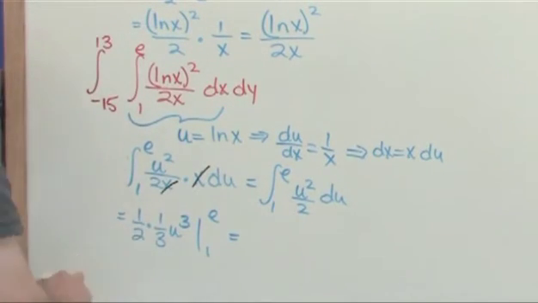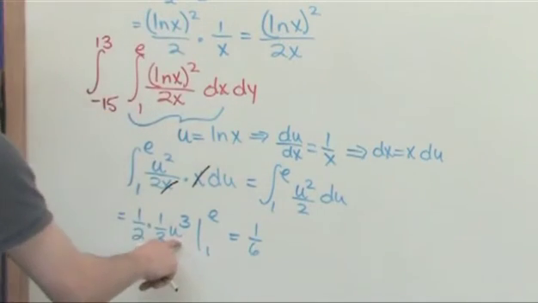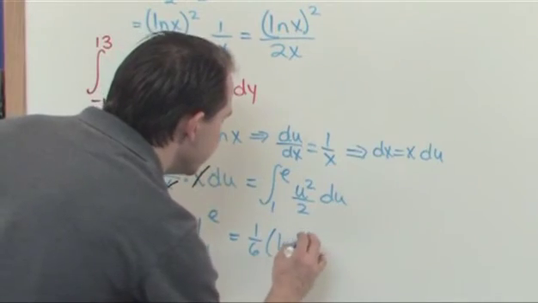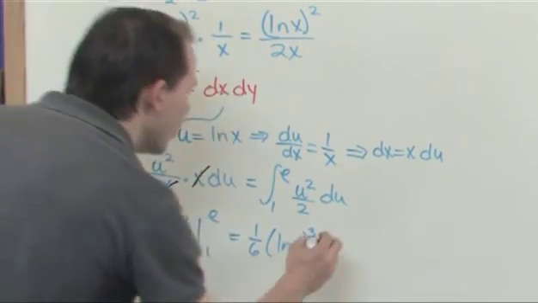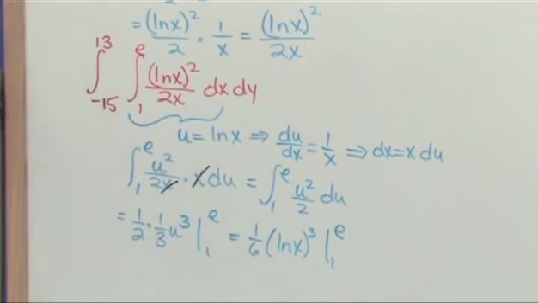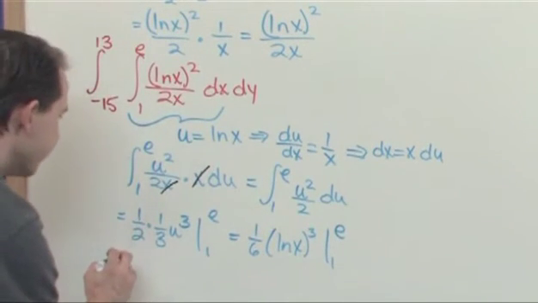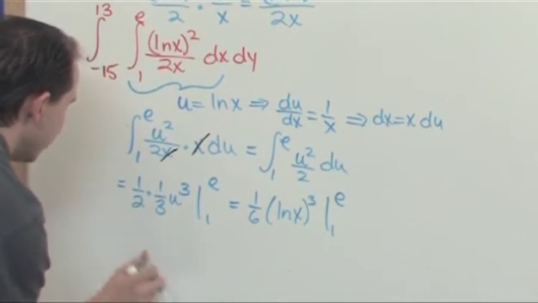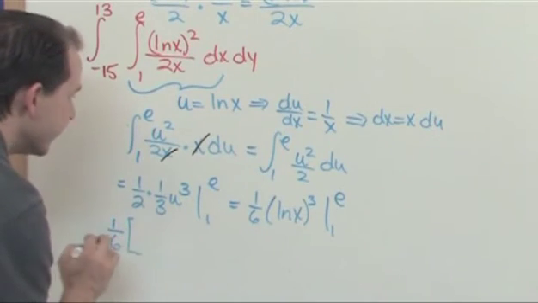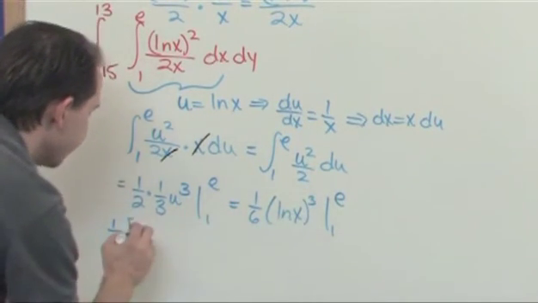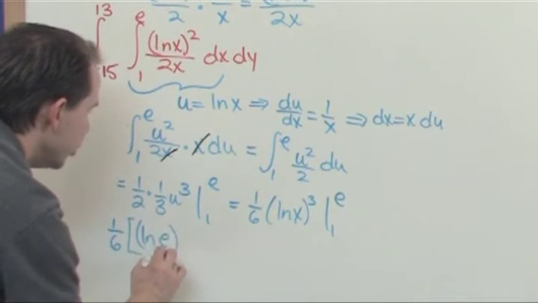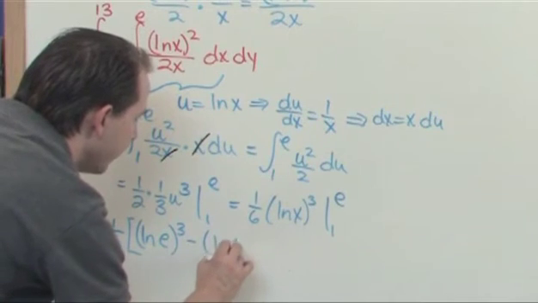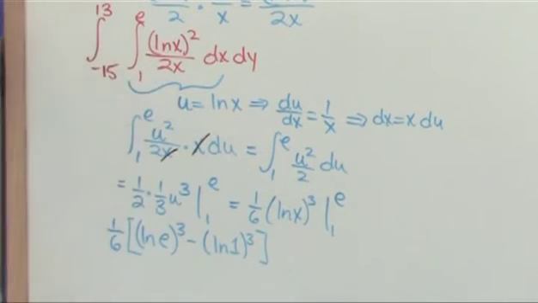So the 1/2 times the 1/3 gives you the 1/6. Plugging in what u is equal to, natural log of x, I'm going to have natural log of x cubed. And now I can plug in from 1 to e. Okay? And now I know how to do that. So I'm going to have 1/6, and on the inside, natural log of e cubed minus natural log of 1 cubed. I'm just plugging in the top and the bottom.